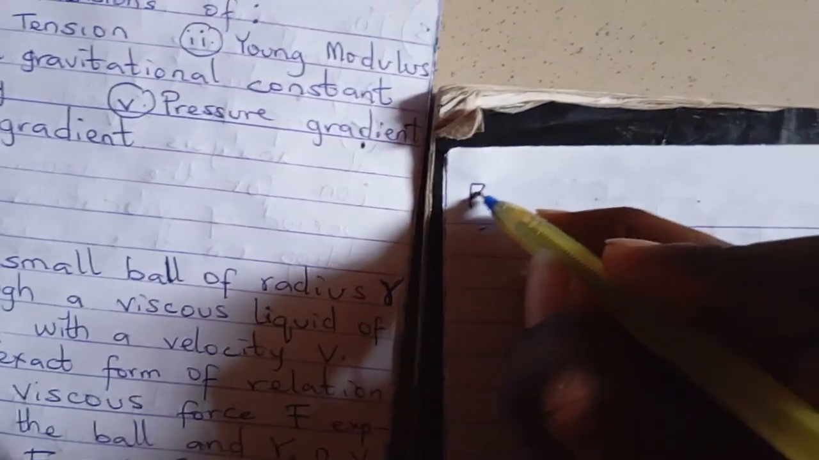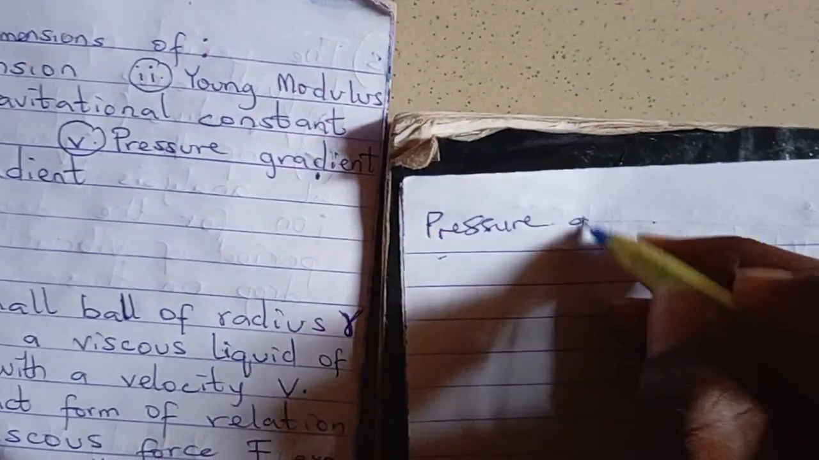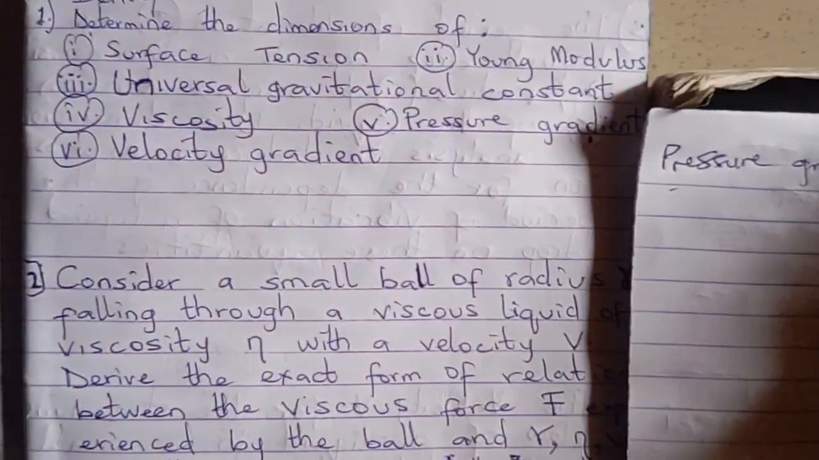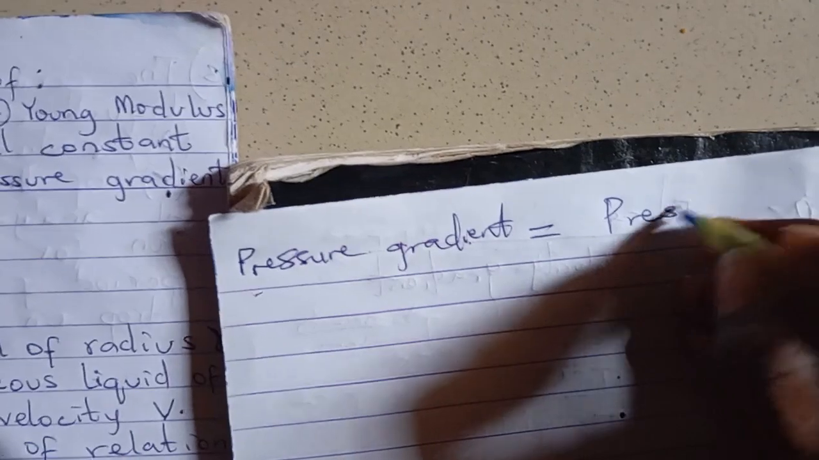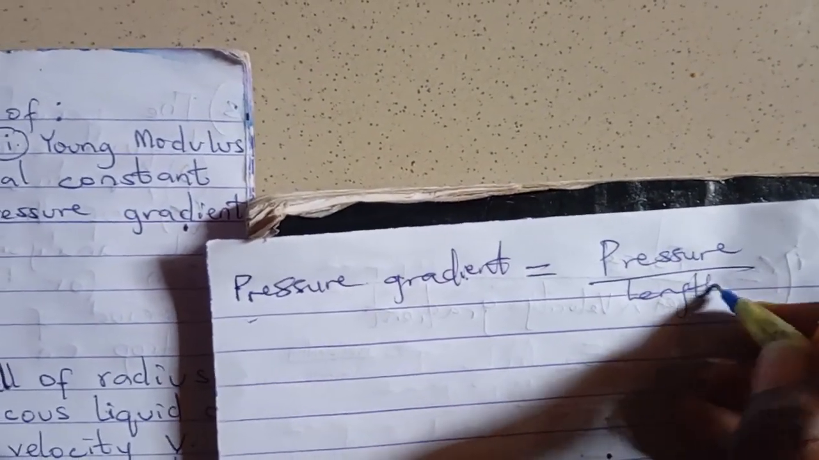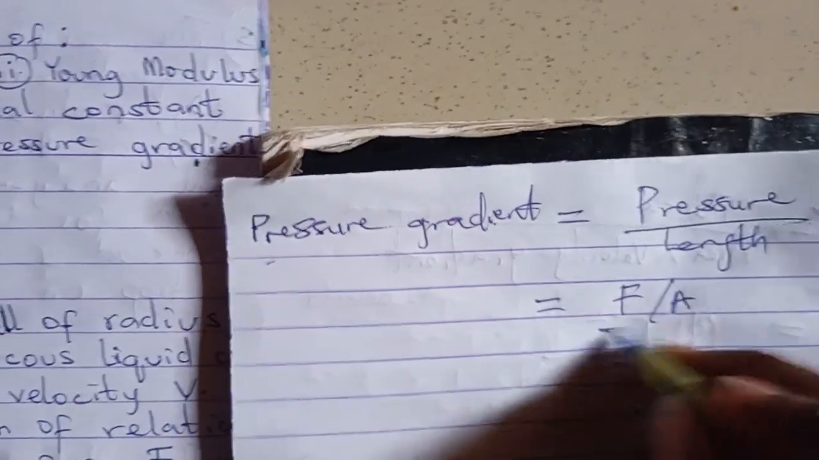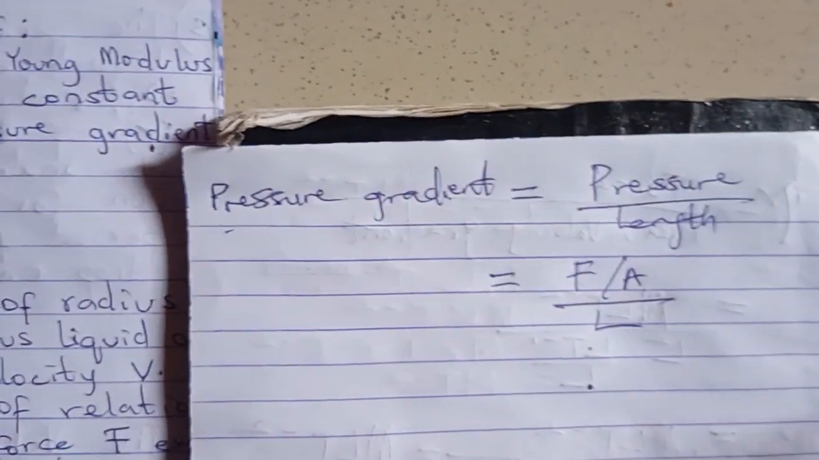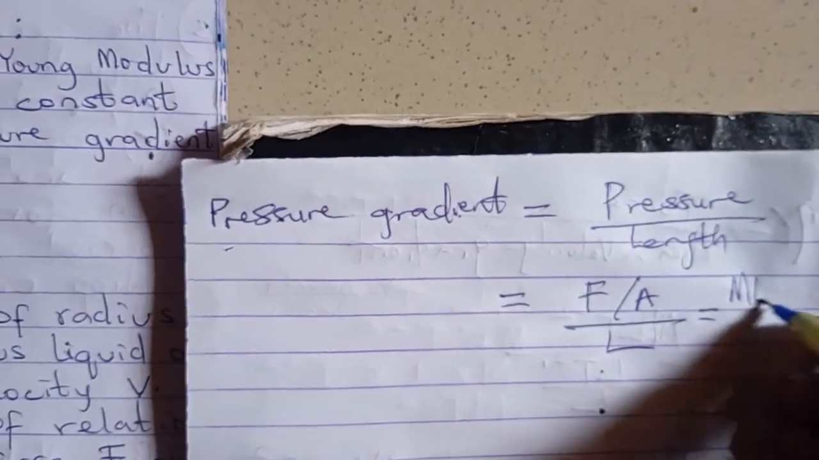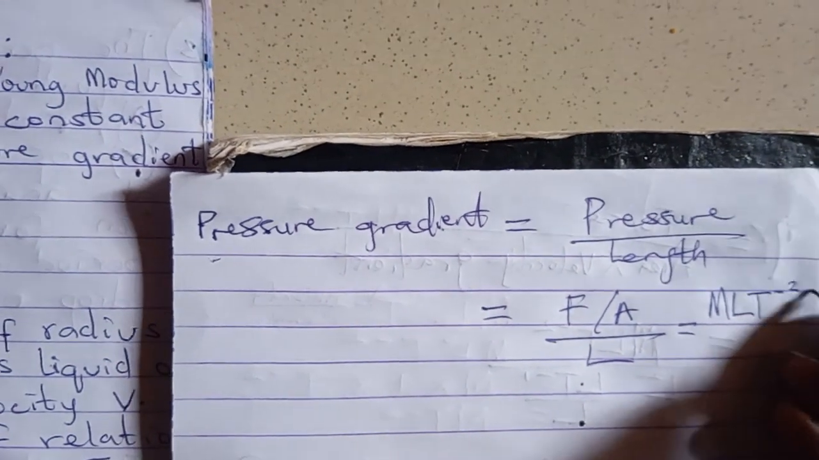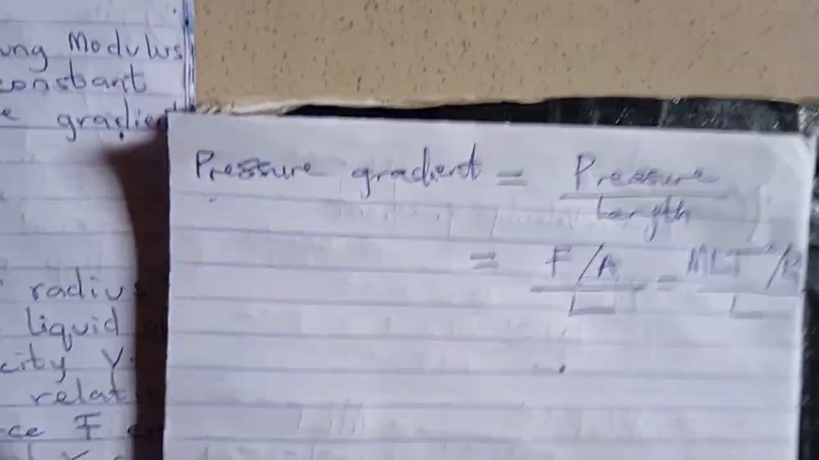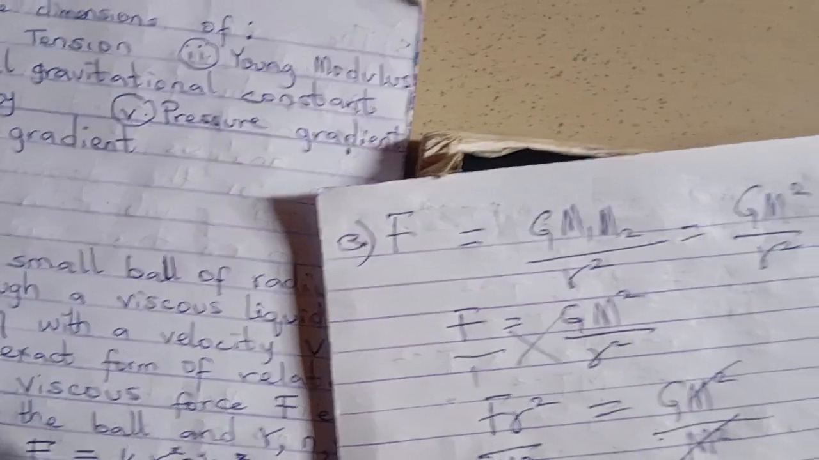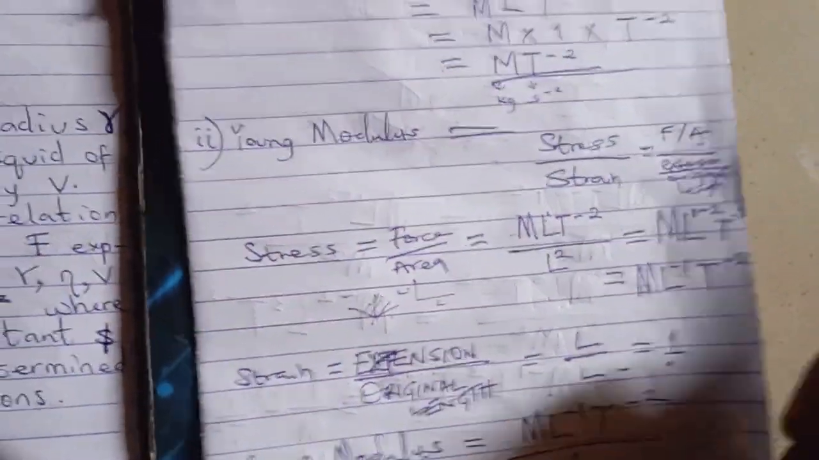So for pressure gradient, let's say find number 5. Pressure gradient is the same thing as saying pressure over length, which is the same thing as saying force over area all over length, if you remember. So this is going to be the same thing as saying m l t minus 2 divided by L square all over L. And I think we've done pressure before when we did stress. Let's get what we have here, so we don't stress ourselves. So it's going to give us m l minus 1 t minus 2.